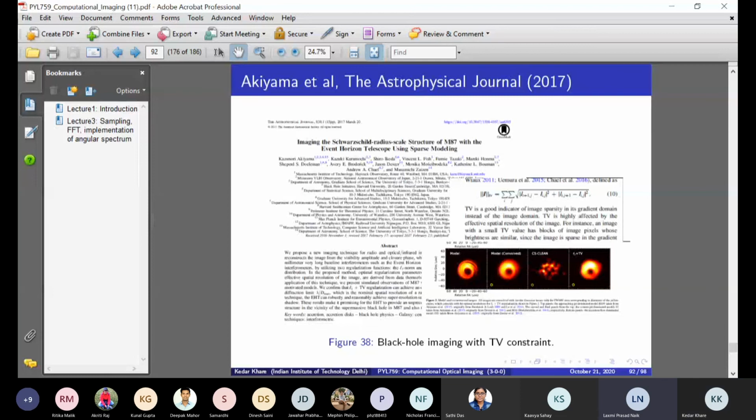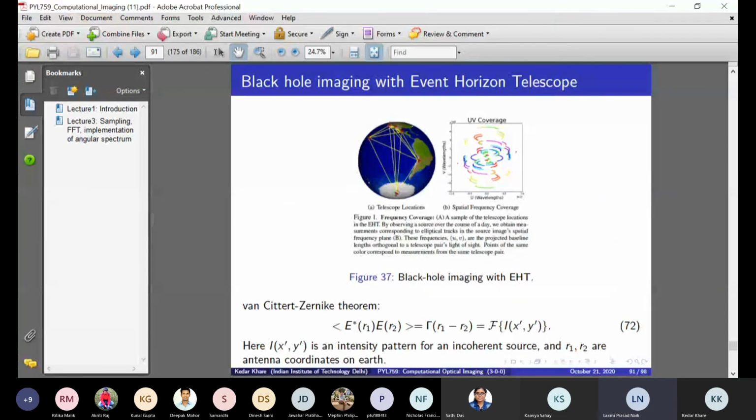Sir, in the 2 slides back, we have the gamma function that you said is a function of R1 minus R2. That is a coherent function, but the Ix dash y dash, it's an incoherent function. So how do we go from an incoherent function to a coherent function? Is it through only Fourier transform? I'm not clear with that.